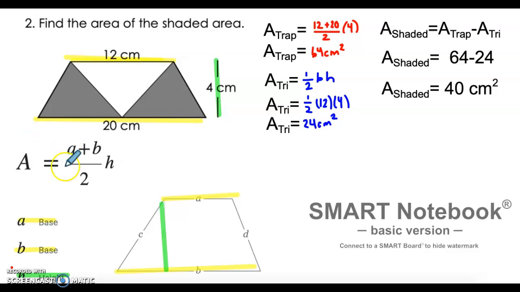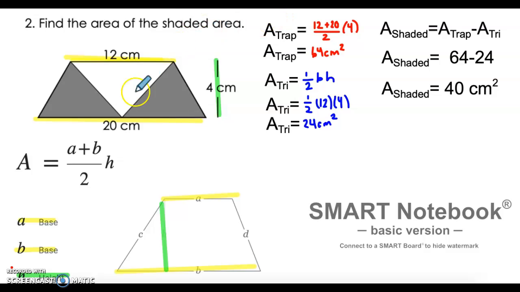So remember, the formula for the area of a trapezoid is base plus base divided by 2 times height. So here in our problem, 12 is a base, 20 is a base of the trapezoid. Remember, the bases are the two sides of the trapezoid that are parallel to each other. So the area of the trapezoid is going to be 12 plus 20 divided by 2 times 4, because 4 is our height over here. So when we calculate that, we get that the area of the trapezoid is 64 centimeters squared.